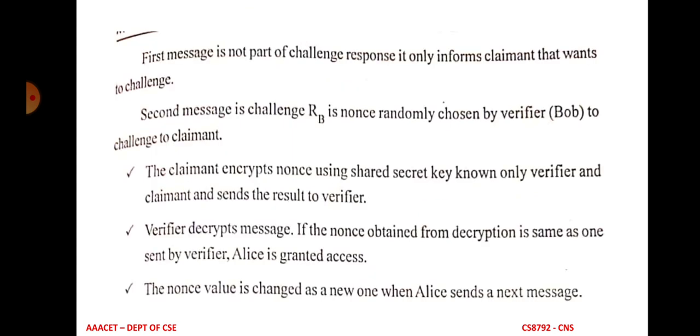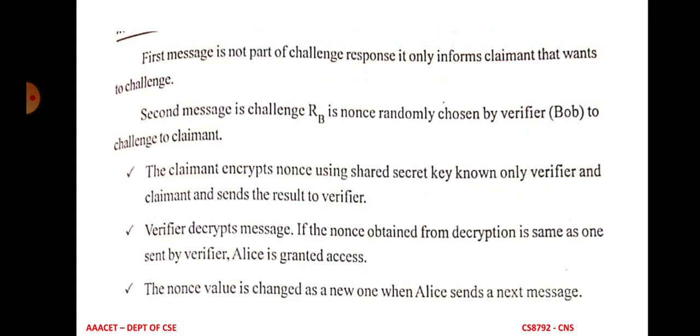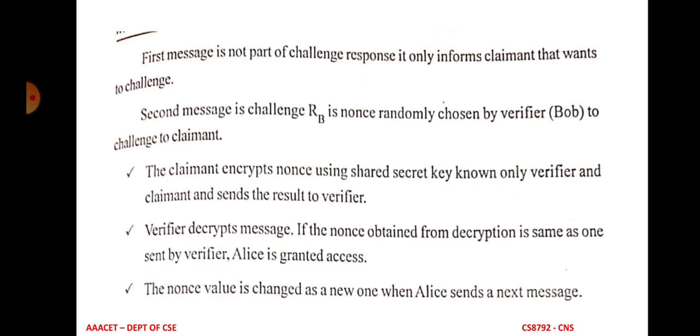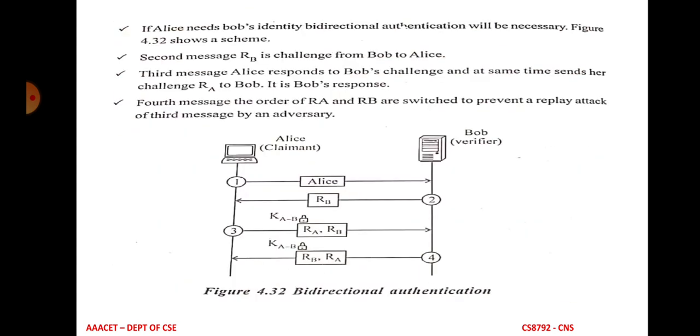In the next step, the third step, the claimant Alice encrypts the nonce value RB, which was sent by Bob, using the secret key value, known only to the verifier and claimant. That's why they write K suffix A minus B. A is Alice, B means Bob, right? So these are the concepts of using a symmetric key cipher. And finally, the verifier decrypts the message. So this is the challenge response protocol using a symmetric key cipher.